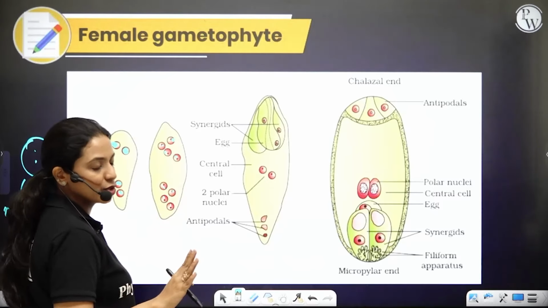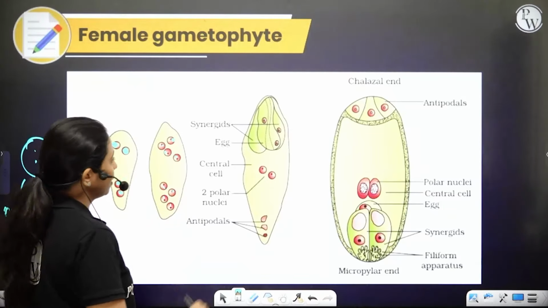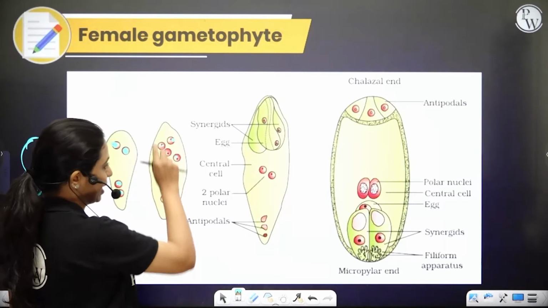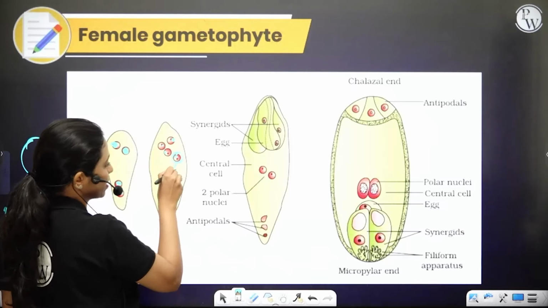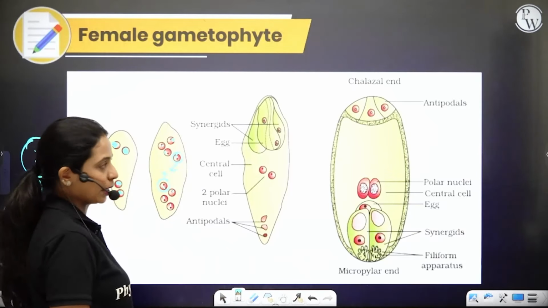Remember, all of these nuclei are haploid. This is mitotic cell division where the ploidy will be retained. So, of the four cells that are present towards each pole, one nucleus will migrate towards the center. After that, cell wall formation will take place.